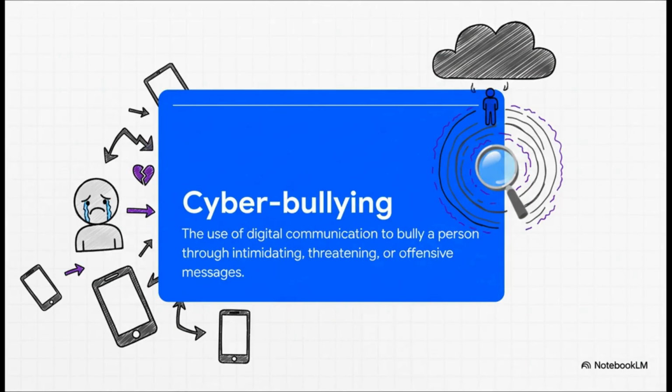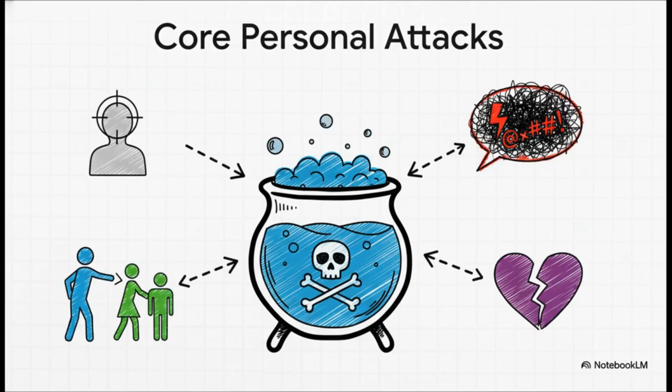Then we've got cyberbullying. Now, this is a little different. While hate speech often goes after a whole group, cyberbullying is intensely personal. It's when digital tools are used to harass, threaten, and just inflict emotional pain on one specific person, often over and over again. So when you boil it down, what's the common thread here? Well, whether it's hate speech or cyberbullying, these personal attacks are all kind of cooked up from the same toxic recipe. They target people, they use offensive language, and the end game is always the same: to use words as a weapon to intimidate and cause real harm.